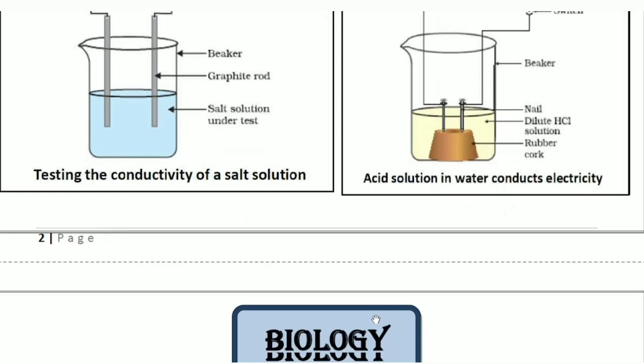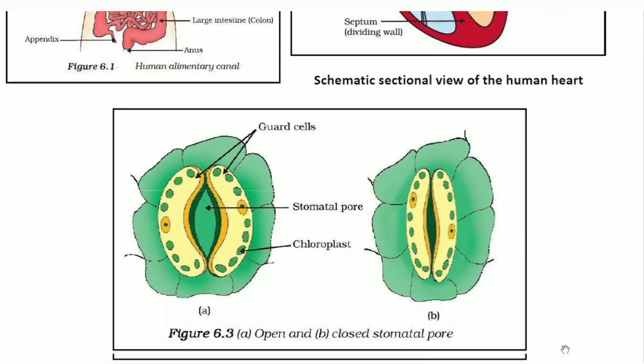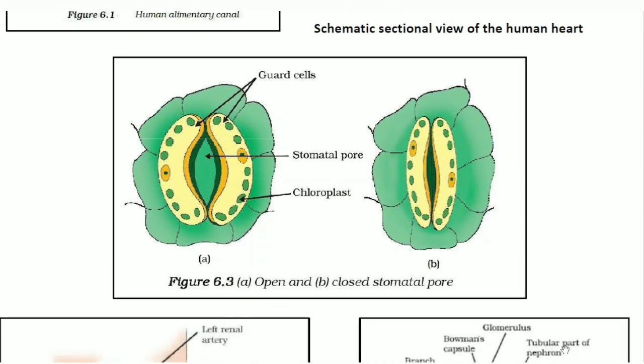And from biology, the first one is the human alimentary canal. This is the diagram. The next one is the sectional view of the heart diagram. And the next one is the open and closed stomata. For this they will ask an important question, so don't forget.